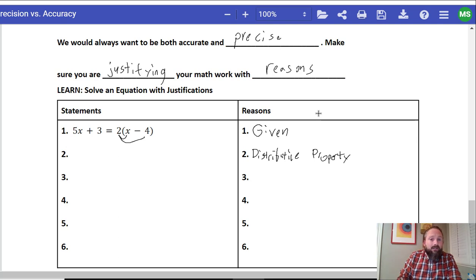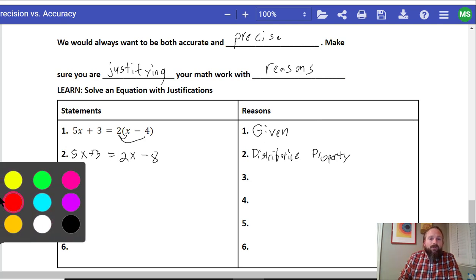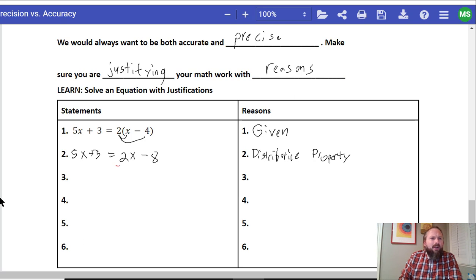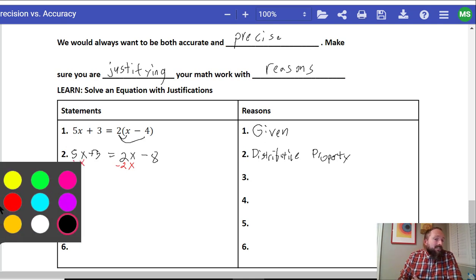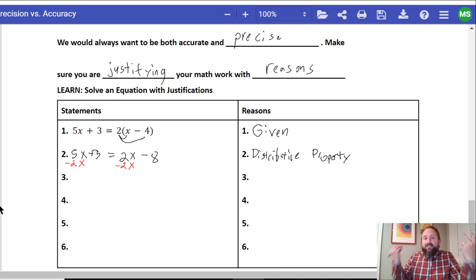To multiply this out. So the left side, nothing happens. So I get 5x plus 3 is equal to 2 times x minus 2 times 4. That's the distributive property. Multiply 2 to everything inside the parentheses. All right, next up, what would we want to do? Well, I'd probably want to move the x's to one side. Now, I could, as we're doing this, I could move the numbers to one side. You know, it just depends on what you want to do. So I get 5x minus 2x is 3x plus 3 is equal to negative 8.